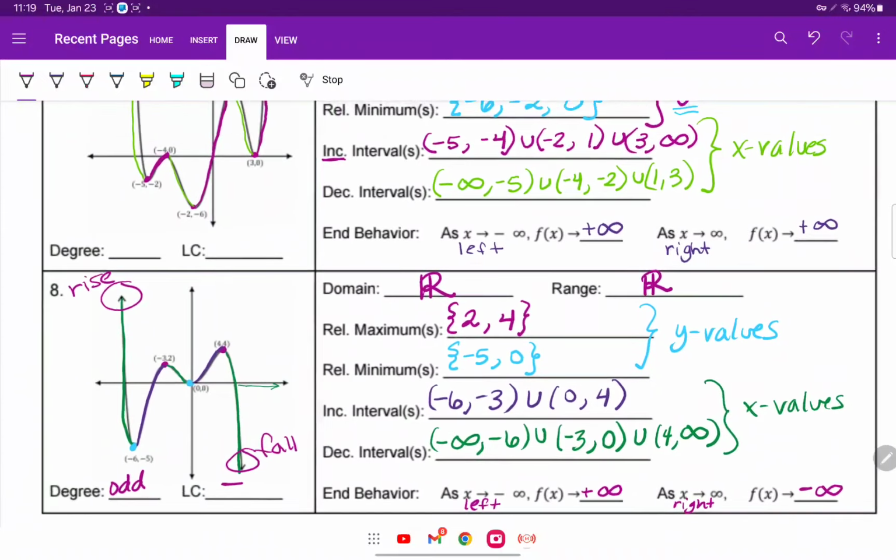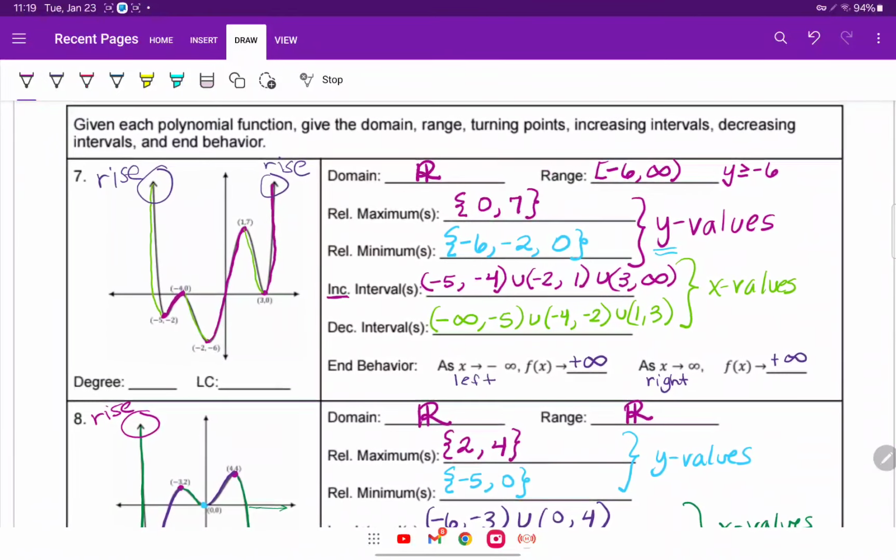Now, we didn't answer this one, degree, so let's go back. We had a rise here, so that tells me the degree is even since they're pointing in the same direction. And the leading coefficient is positive because they're both pointing up.